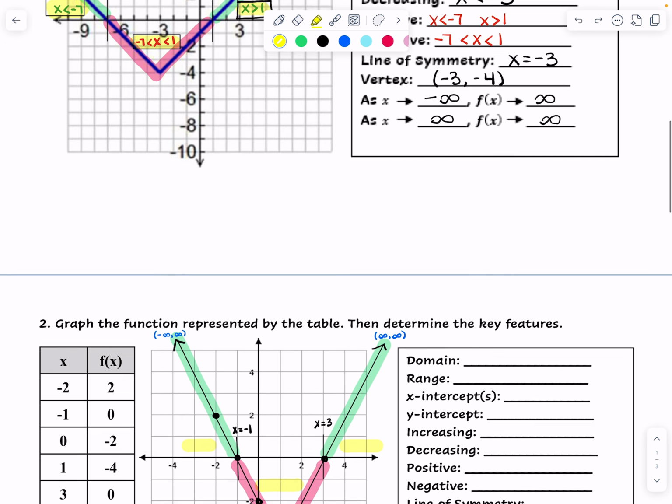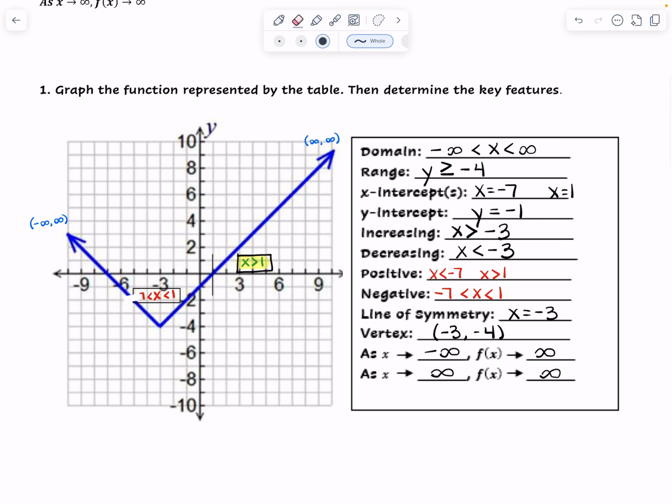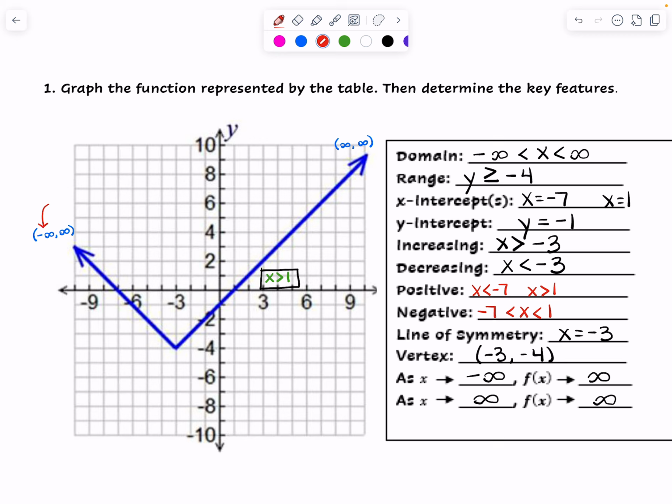Now I'm going to go back and look at some other things that maybe somebody was absent for or that somebody missed. Okay? So let me go ahead and delete this information. And now let me go through the rest of this. Let's talk about domain. Well, domain is the x values when we look at the end behaviors. So if I'm looking for the domain, I'm looking at negative infinity on the left and positive infinity on the right. That's where I get negative infinity is smaller than x, and that's smaller than positive infinity. X is between negative infinity and positive infinity.